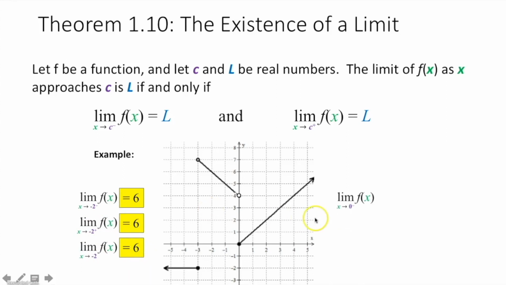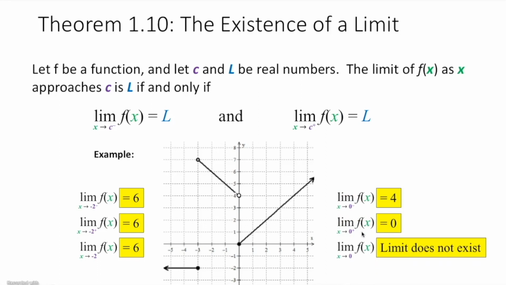Now let's look over here. The limit as x approaches 0 from the left equals 4, and the limit as x approaches 0 from the right actually equals 0. Because these two one-sided limits are different, right? The limit from the left and the limit from the right are different. They're not equal. Your limit as x approaches 0 of f of x does not exist.